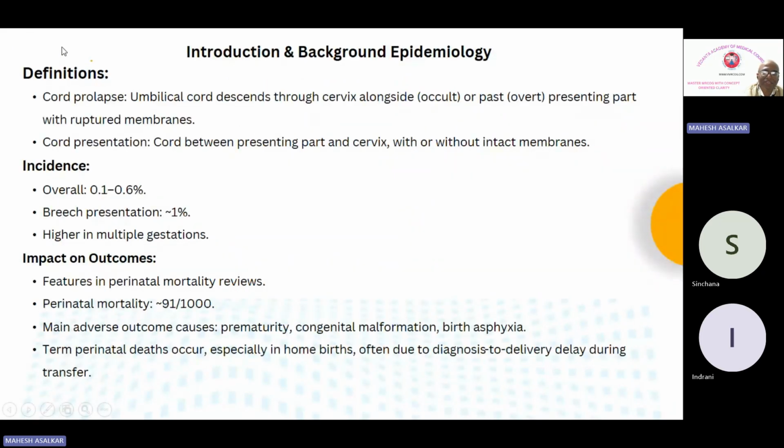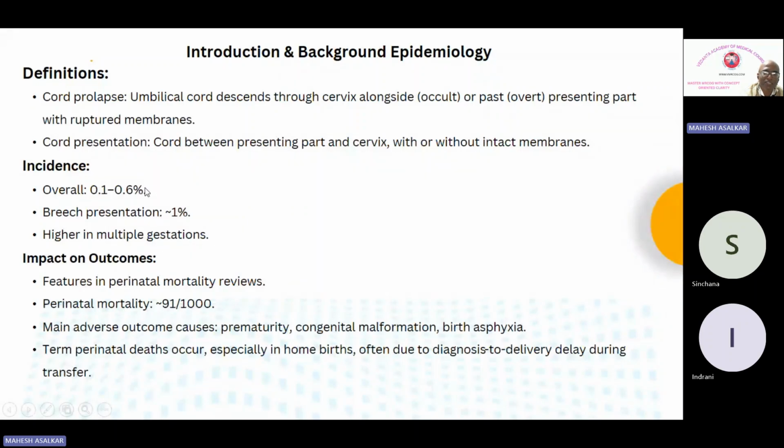So whatever we have seen up till now were the key recommendations regarding cord prolapse. Now we will go into the details. So what is cord prolapse? The umbilical cord descends through the cervix alongside the presenting part, that is occult cord prolapse, or past the presenting part with rupture of membranes, that is overt cord prolapse. Then what is cord presentation? The cord is between the presenting part and the cervix, with or without intact membranes. Remember the incidence: 0.6% is the incidence for cord prolapse.